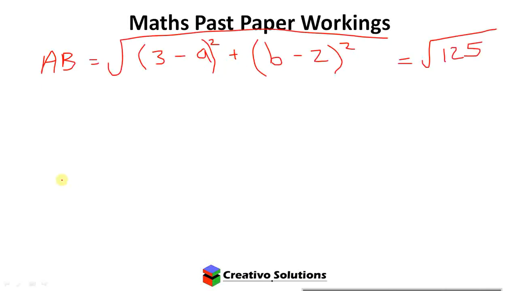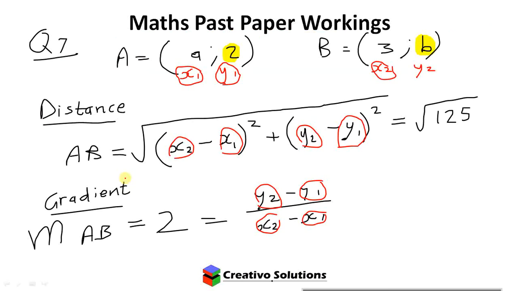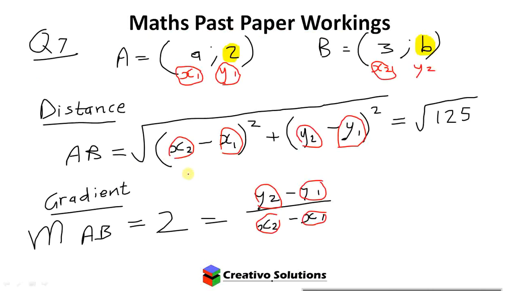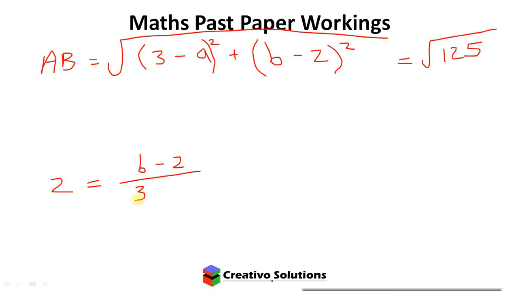Okay, then we have the other equation, the gradient. Here, 2 equals y2 minus y1. y2 was b, minus y1, which was 2, all over x2 minus x1. x2 minus x1 was, x2 was 3, x1 was a. They did ask you to solve for a and b, okay? So if they solve for, then we can find values. Yeah, find possible values of a and b. Good. So we can work that out.